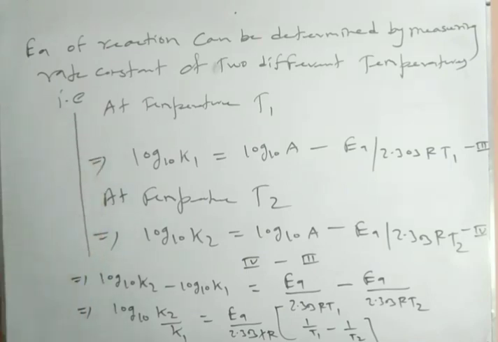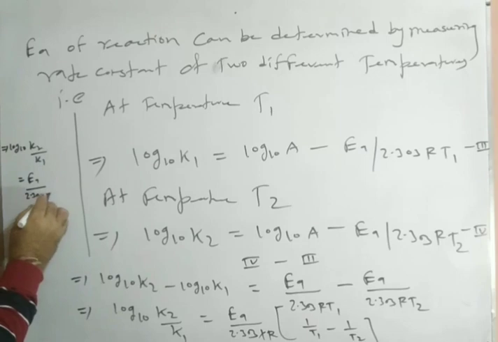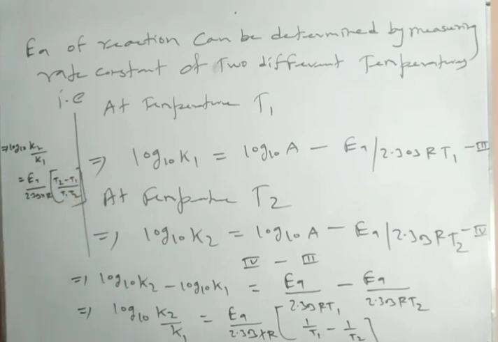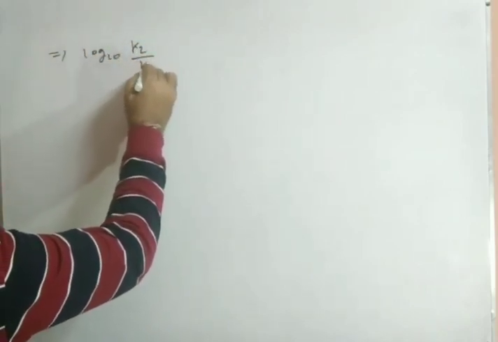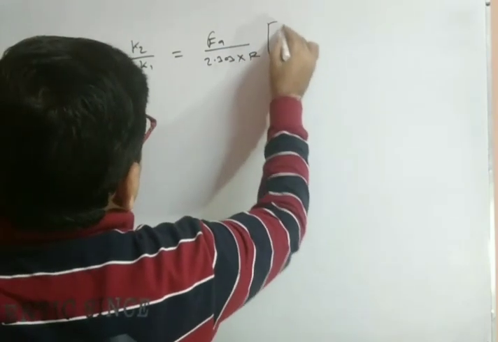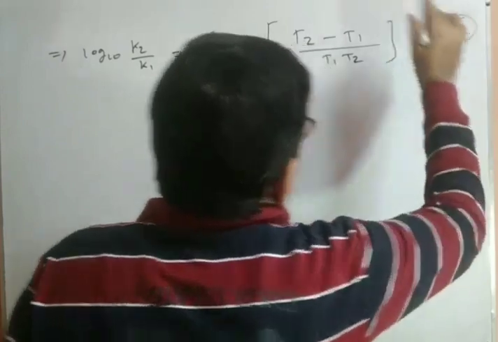If we solve, we get log base 10 k2/k1 = Ea/(2.303 R) into (T2 minus T1)/(T1 T2). This is a new form of the Arrhenius equation. So we can write log base 10 k2/k1 = Ea/(2.303 R) times (T2 minus T1)/(T1 T2). This is final equation 5th.